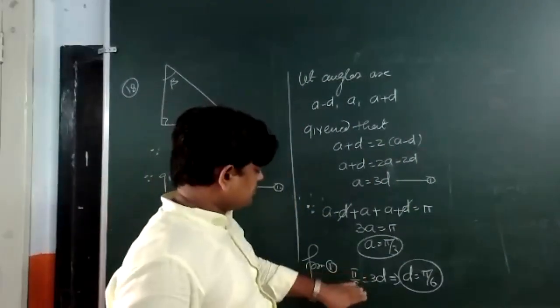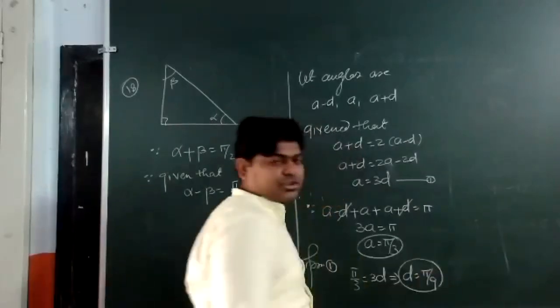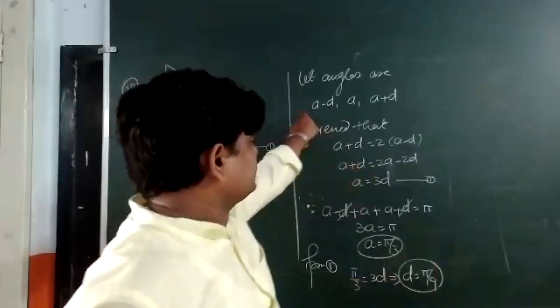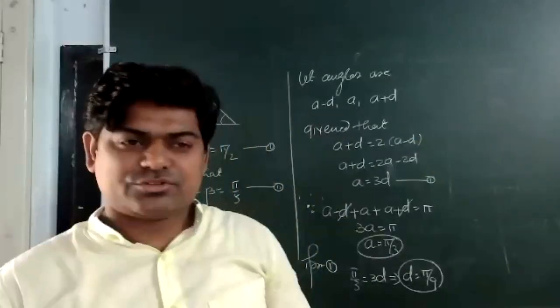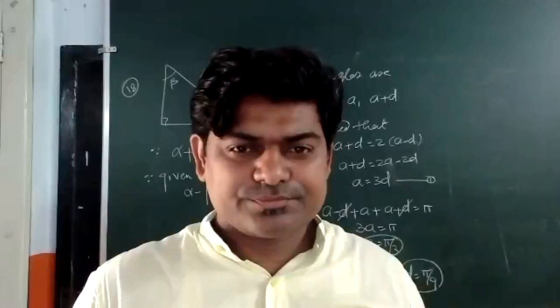Sir, it is A is equal to pi by 3. So it will be, yes, sir. Now you can substitute and you can find. It's okay. Anything more?